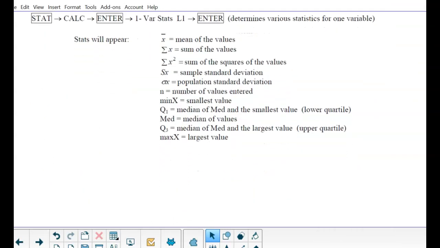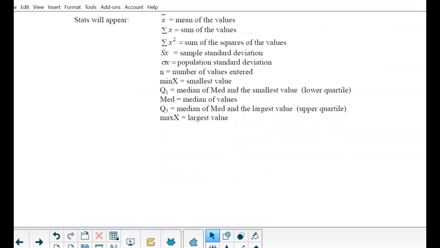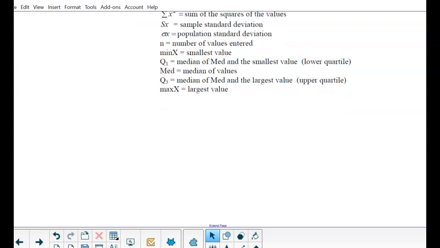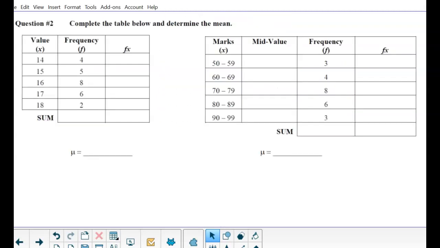We've just written out what each thing means there, so you have it in your notes. And then here's the table. Okay? So to do this, we'll do the first one by hand. So basically, remember what a frequency table means. That means we have 4 values of 14, 5 values of 15, 8 values of 16.